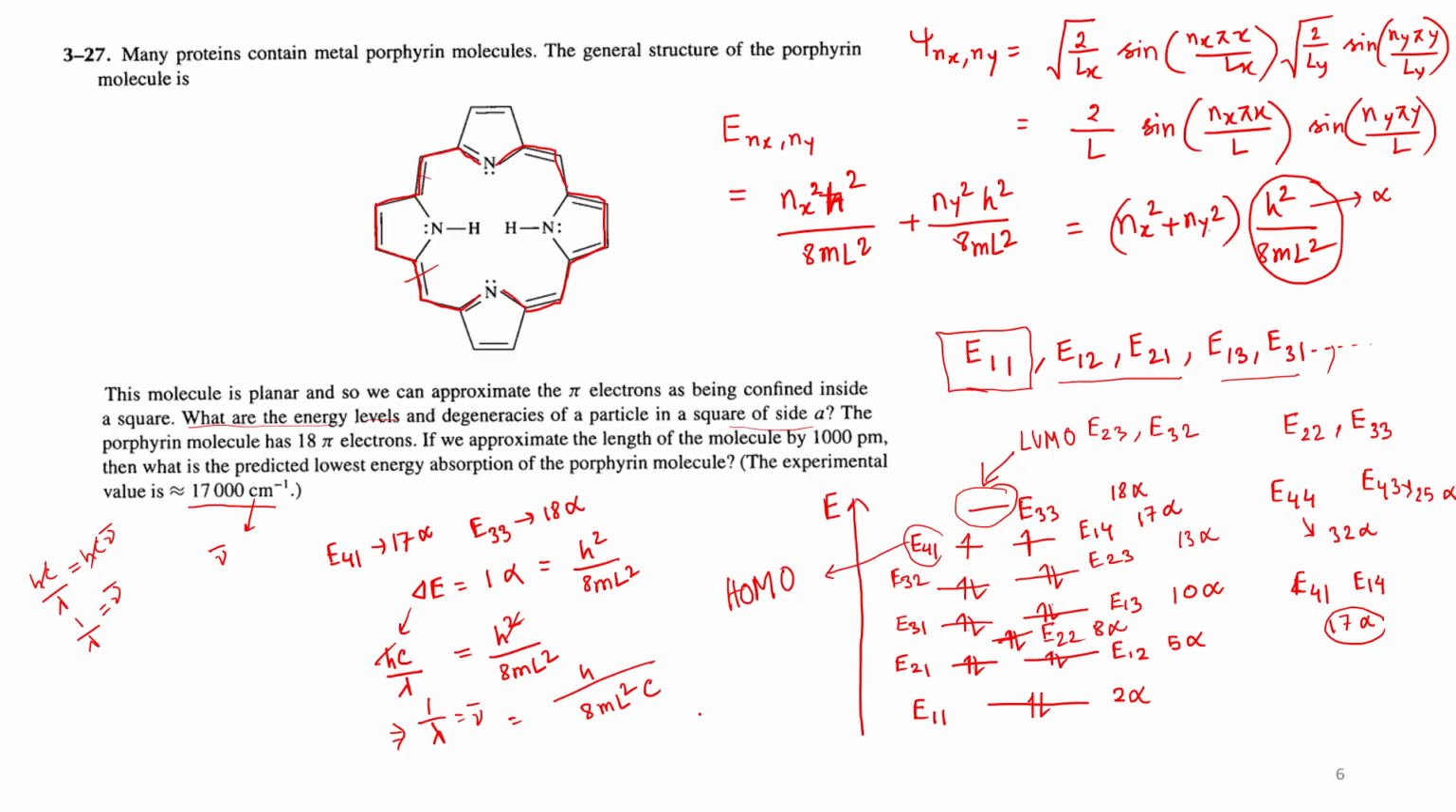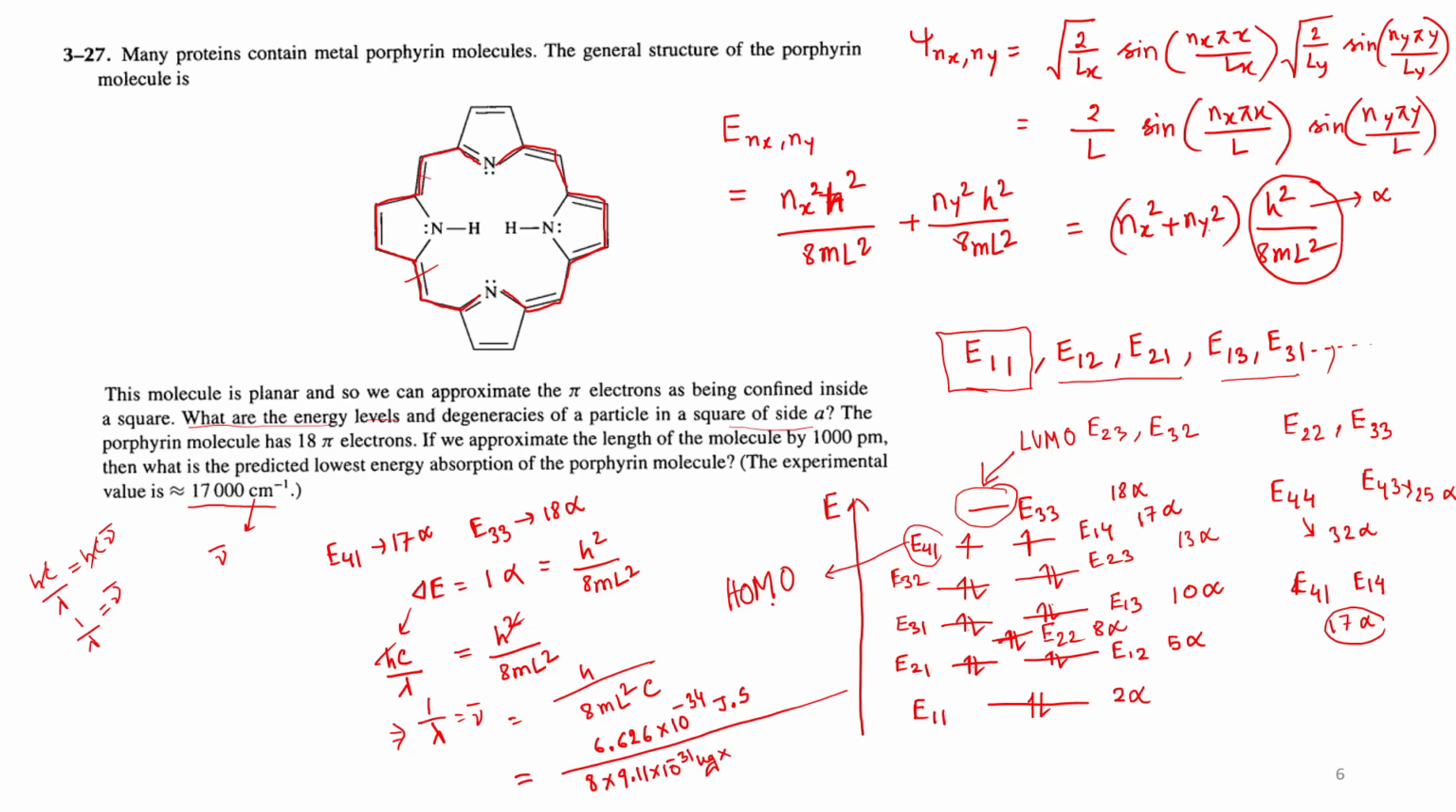I'll calculate in my phone. First I'll write the values. h is 6.626 into 10 to the power minus 34 joule second. The unit is very important. Now 8 into the mass of an electron is 9.11 into 10 to the power minus 31 kg.